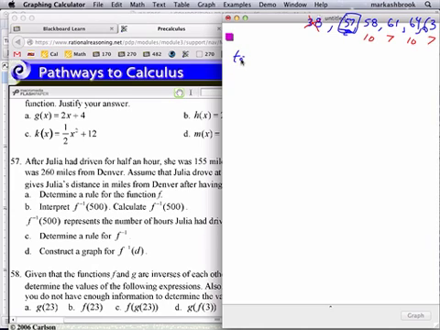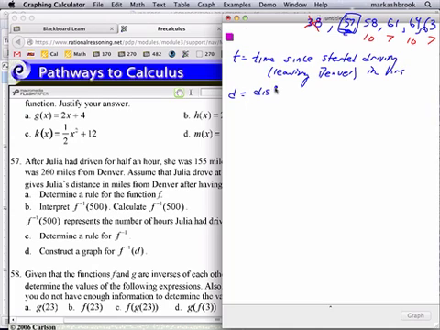T is the time since started driving, or the time since leaving Denver, in hours, right? And the distance is D equals distance from Denver in miles.